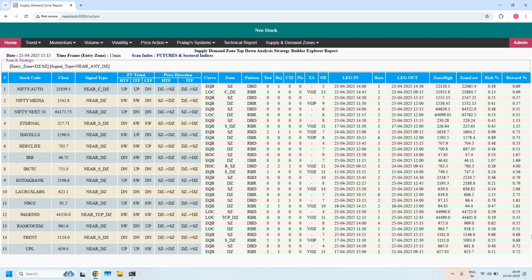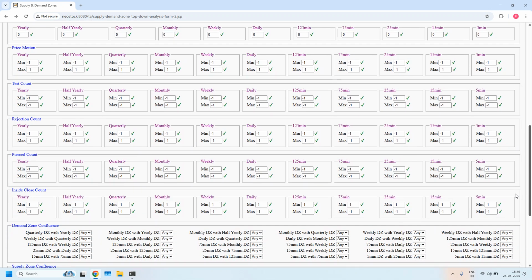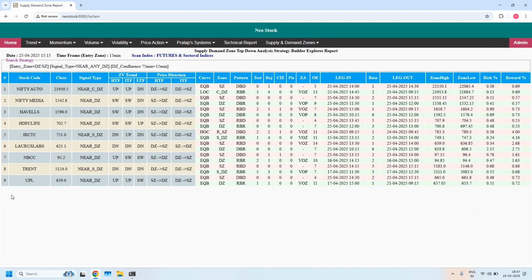Let us further filter this list based on 15 minutes demand zone having confluence with 75 minutes demand zone. So in the demand zone confluence, I am enabling the filter 15 minutes demand zone with 75 minutes demand zone confluence. So with this filter, out of 15 stocks, we got 9 stocks. All these 15 minutes demand zones are overlapped with 75 minutes demand zones. Always look into the search strategy.